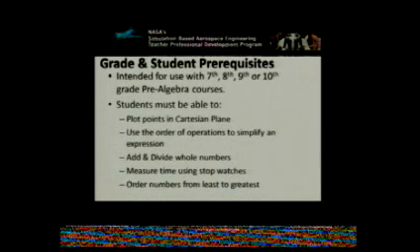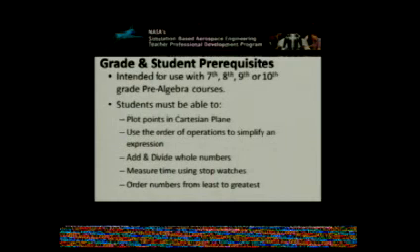Now, the classes we're covering here is anything from 7th to 10th grade pre-algebra courses. So this should be what they take in an introduction to algebra course. And what they need to do before they do this lesson, they need to already know how to plot points in the Cartesian plane. They need to be able to use the order of operations to simplify an expression. They have to be able to add and divide whole numbers. We're not dealing with decimals so much at this point.